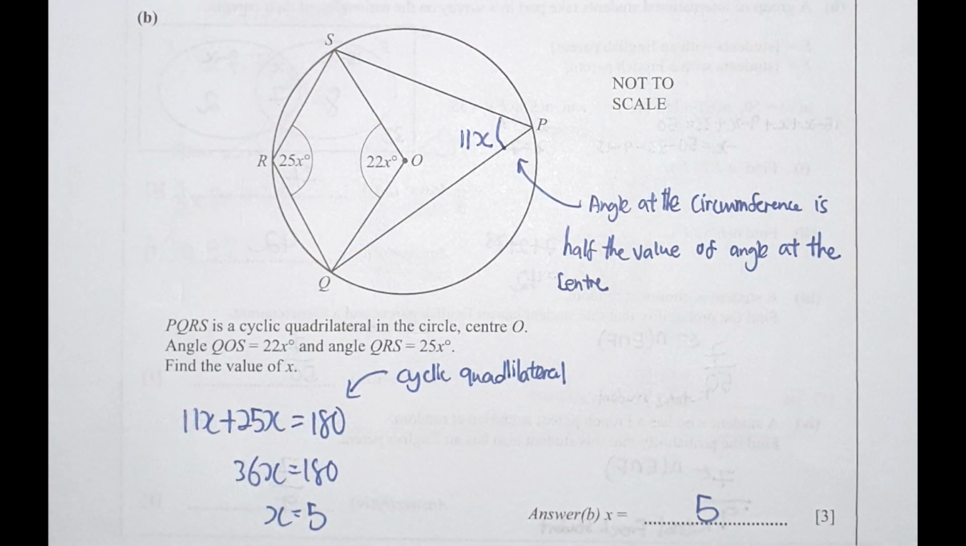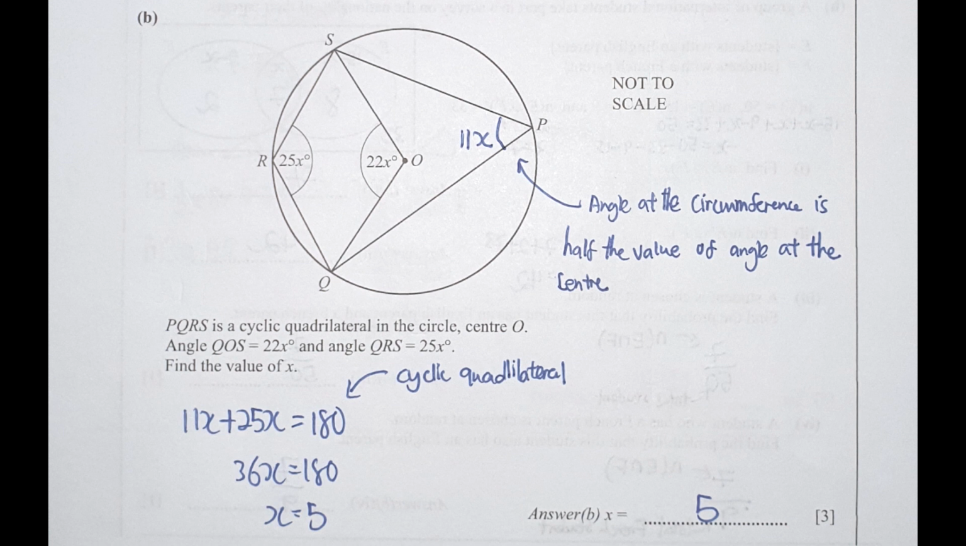As for part B, the first value that I got is actually SPQ's value. This one is actually 11x. The reason being, the angle at the circumference is half the angle at the center. Okay, so I got that as 11x. Then I proceeded to look at RSQP, the quadrilateral over there, by using the cyclic quadrilateral property. The angles 25x plus 11x will be equal to 180. So by running the calculation, I get my x value as 5.